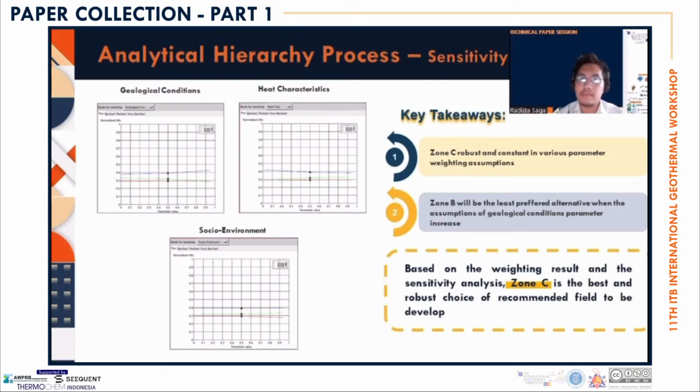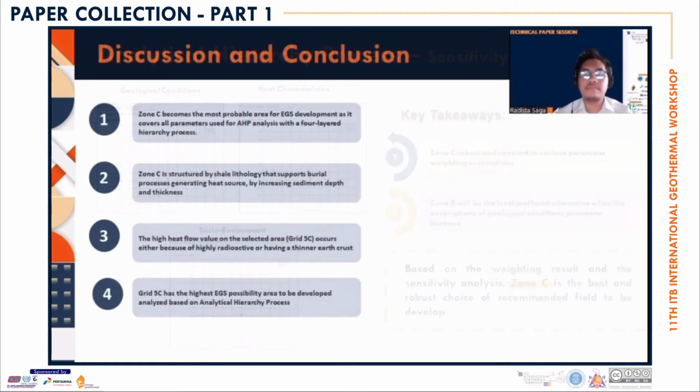So here we perform sensitivity analysis in every alternative by increasing and decreasing the weight of each criterion. And based on some modification that we can see on the graphic scenario, more and more we get the result that zone C becomes the most probable recommended zone in South Sumatra to be developed.